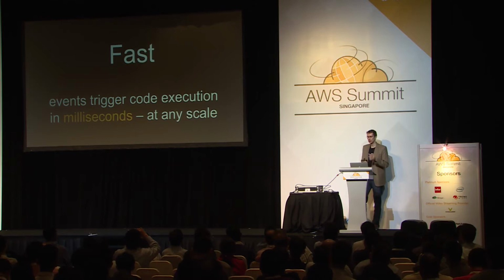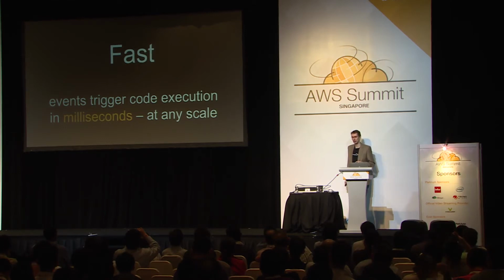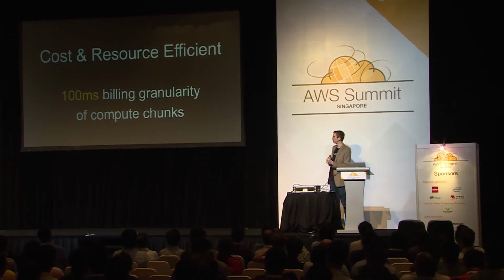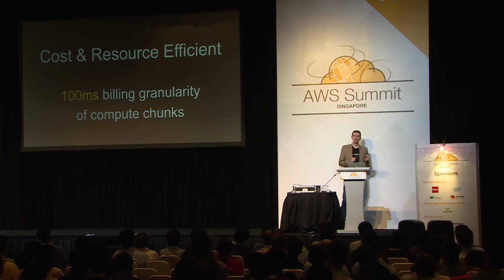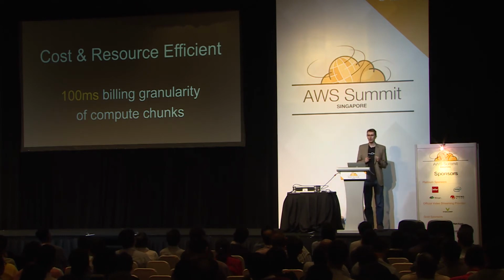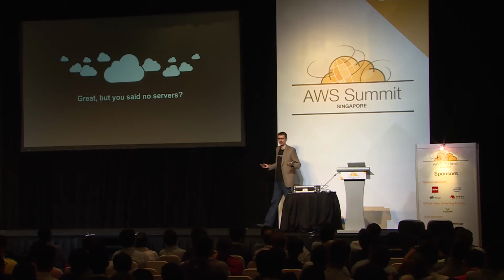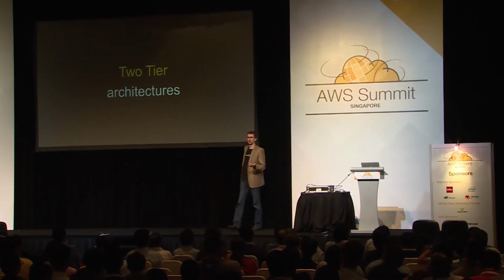Lambda is super fast. It executes your code in milliseconds at any scale, and it's extremely cost and resource efficient. Now, with Lambda, there is a generous free tier, and after that, you are billed at 100 millisecond granularity of compute chunks. So for example, if your function execution takes 150 milliseconds, you are billed for 200 milliseconds. That's it. That's all you consumed. It's very fine-grained. So that's all fine, but I said earlier, you don't need servers. So how do we get around that?